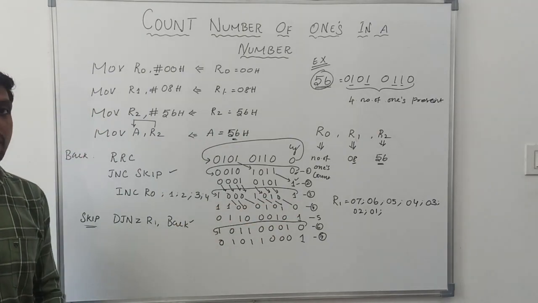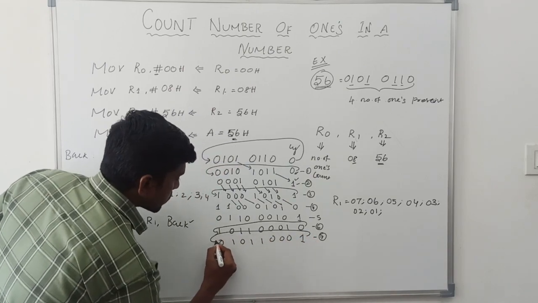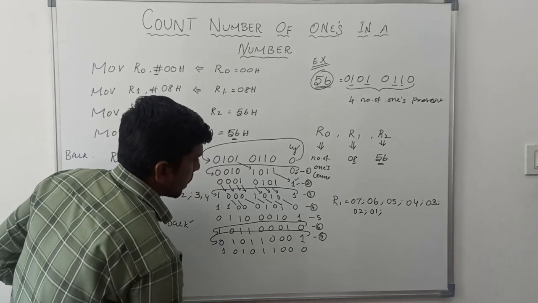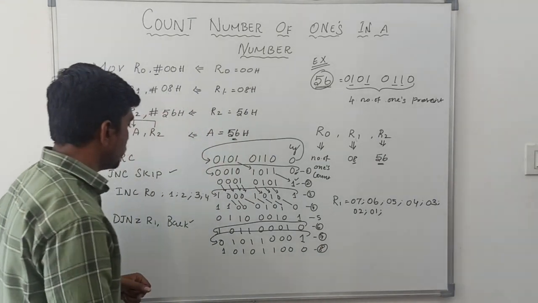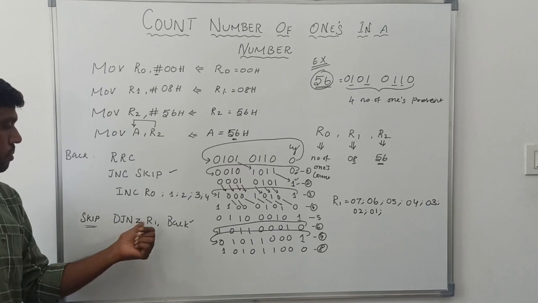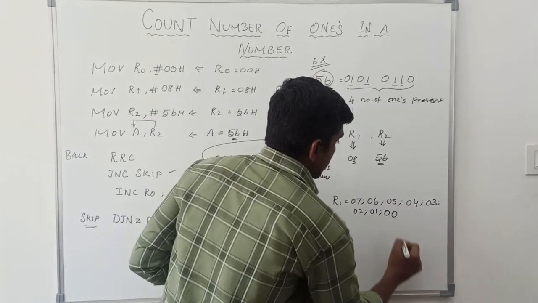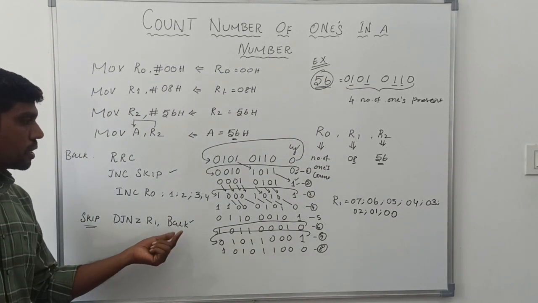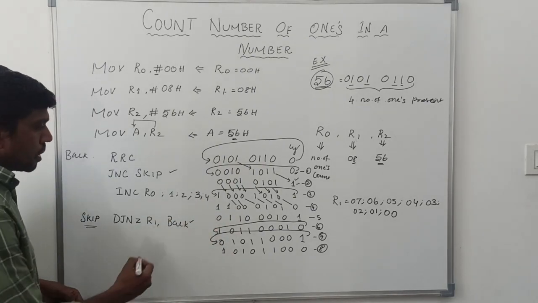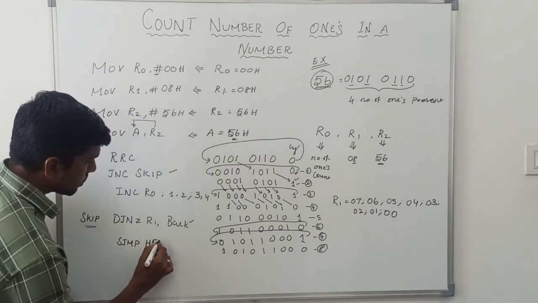Now also this R1 is a non-zero value. It goes to the location RRC. So it comes to here, 1 0 1 0 1 1 0 0, and the carry value is 0. So after the 8th rotation, the carry is 0, the condition is true, and it goes to the skip instruction, DJNZ R1 comma back. Now this value is 00. So check the condition. This value is 00, which means the loop is over. So the final instruction is jump here.